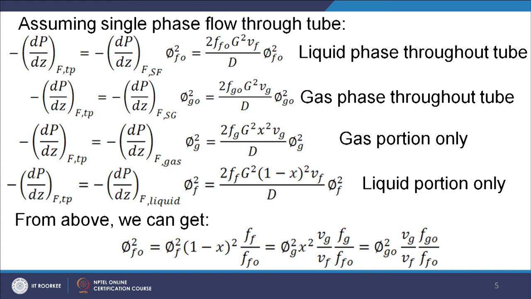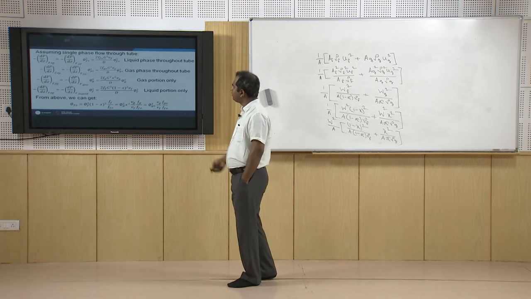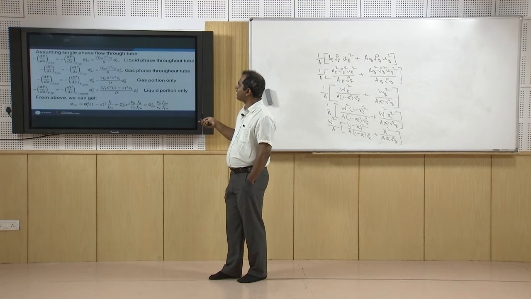Now, if you compare these equations, you can correlate between the multipliers phi FO, phi GO, phi G and phi F. So, this is very simple. If you just compare, then you will find out phi FO square will be actually phi GO square into vg by vf into fGO by fFO. Right. In a similar fashion, we can also equate this fluid only or gas only parameters with gas portion and liquid portion multipliers. So, phi FO square can be written as phi F square into 1 minus x whole square into Ff by fFO. Similarly, phi FO square can be written as phi G square into x square into vg by vf into Fg by fFO. So, this equation will be coming just by comparing this side. Left hand sides are all equal. So, if you compare the right hand sides, you will be getting these equations, right.